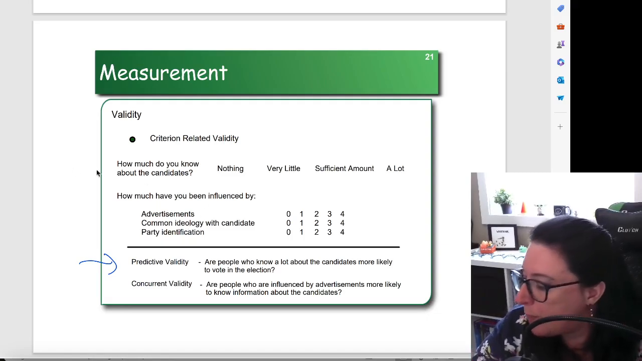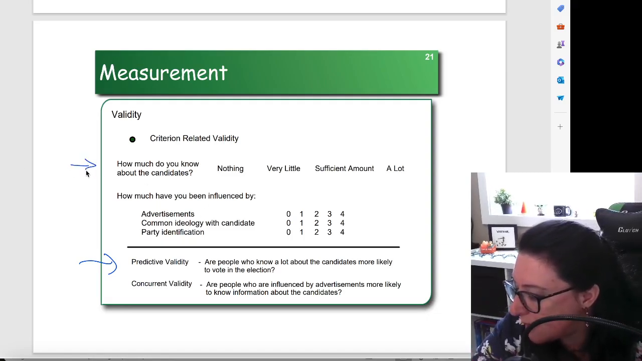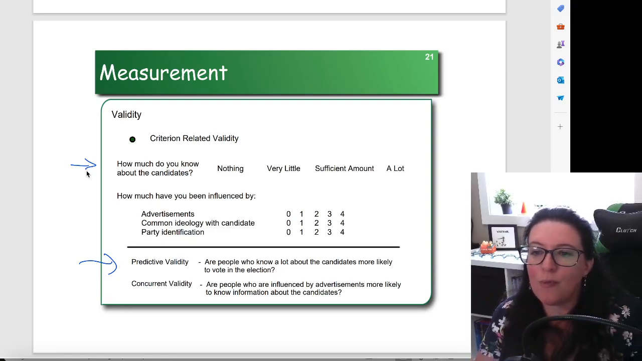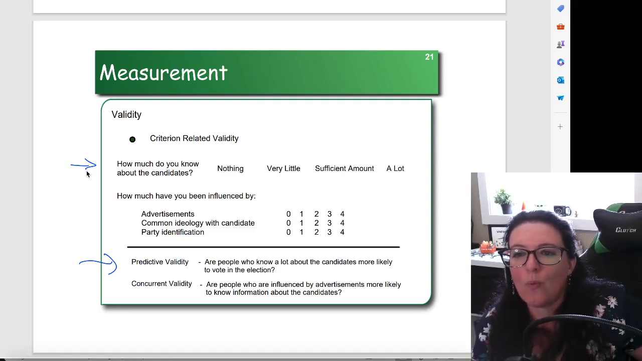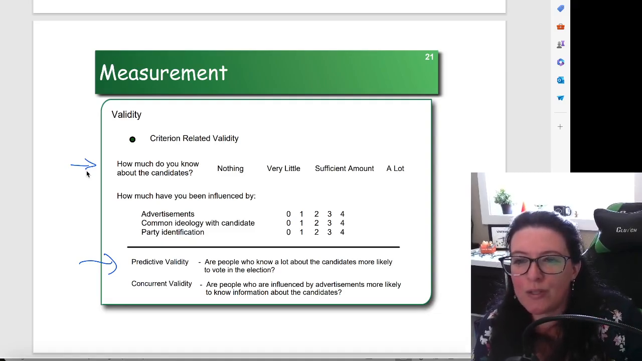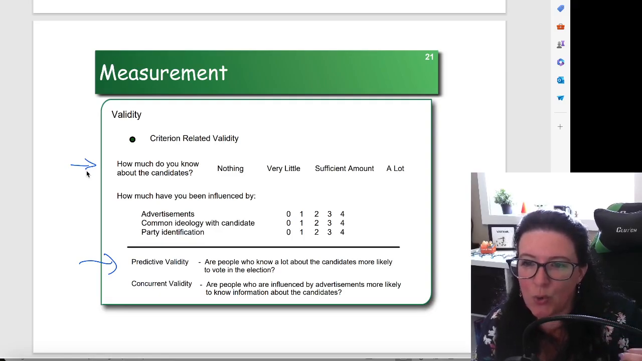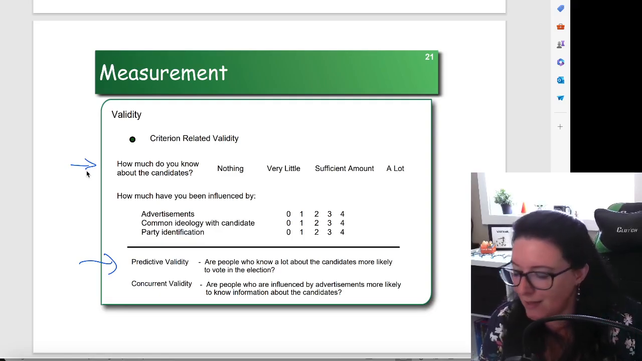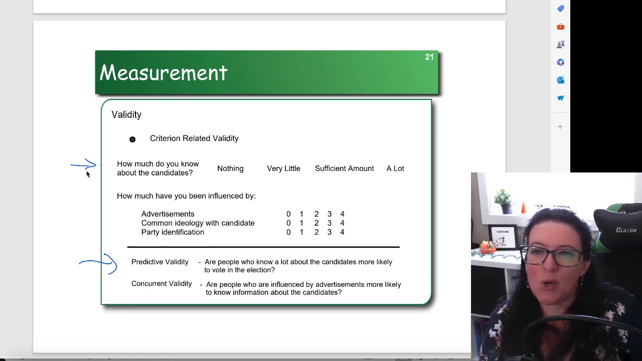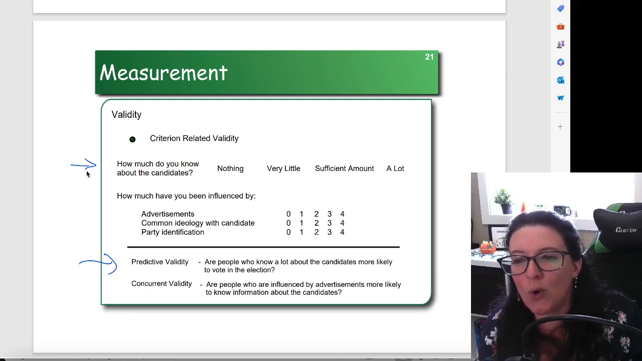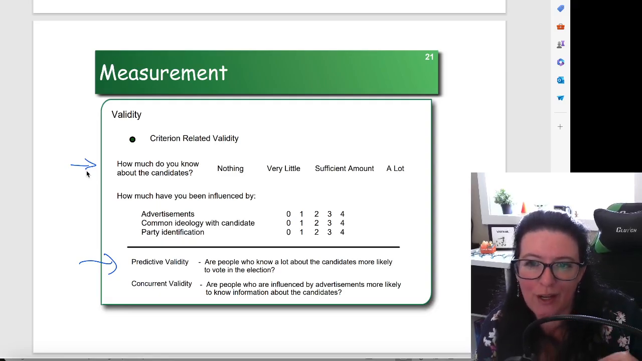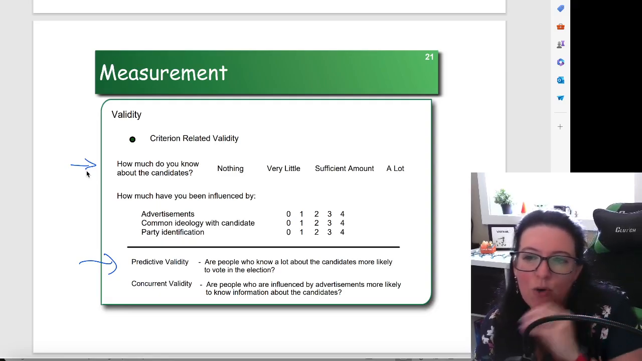The reason we would put this question into this survey is only if we had predictive validity. That is, we want to ultimately be able to predict who is going to be elected. That's our end goal. And so why even ask a question in the survey about how much you know about the candidates unless we know that there is a correlation between knowledge and who votes?